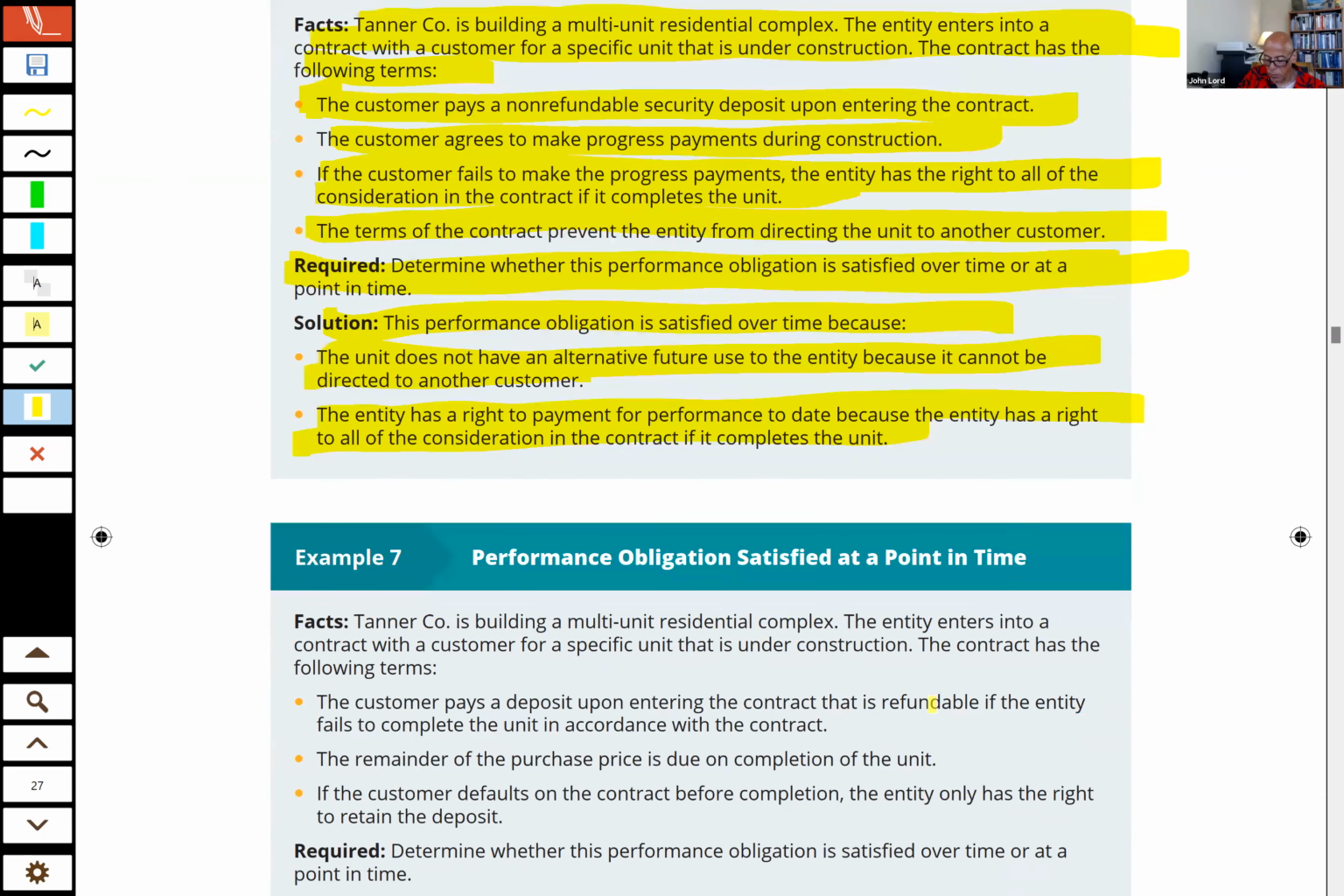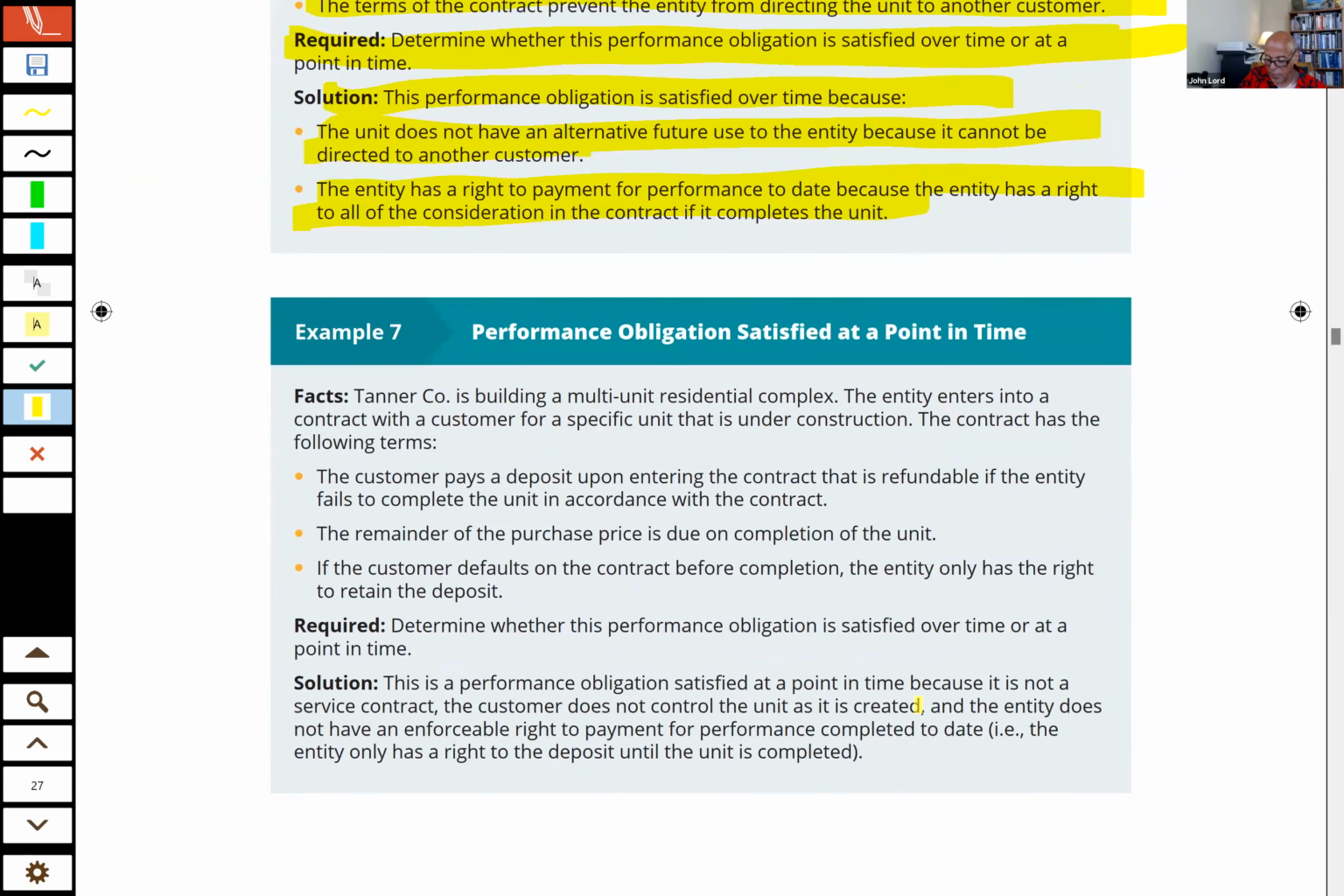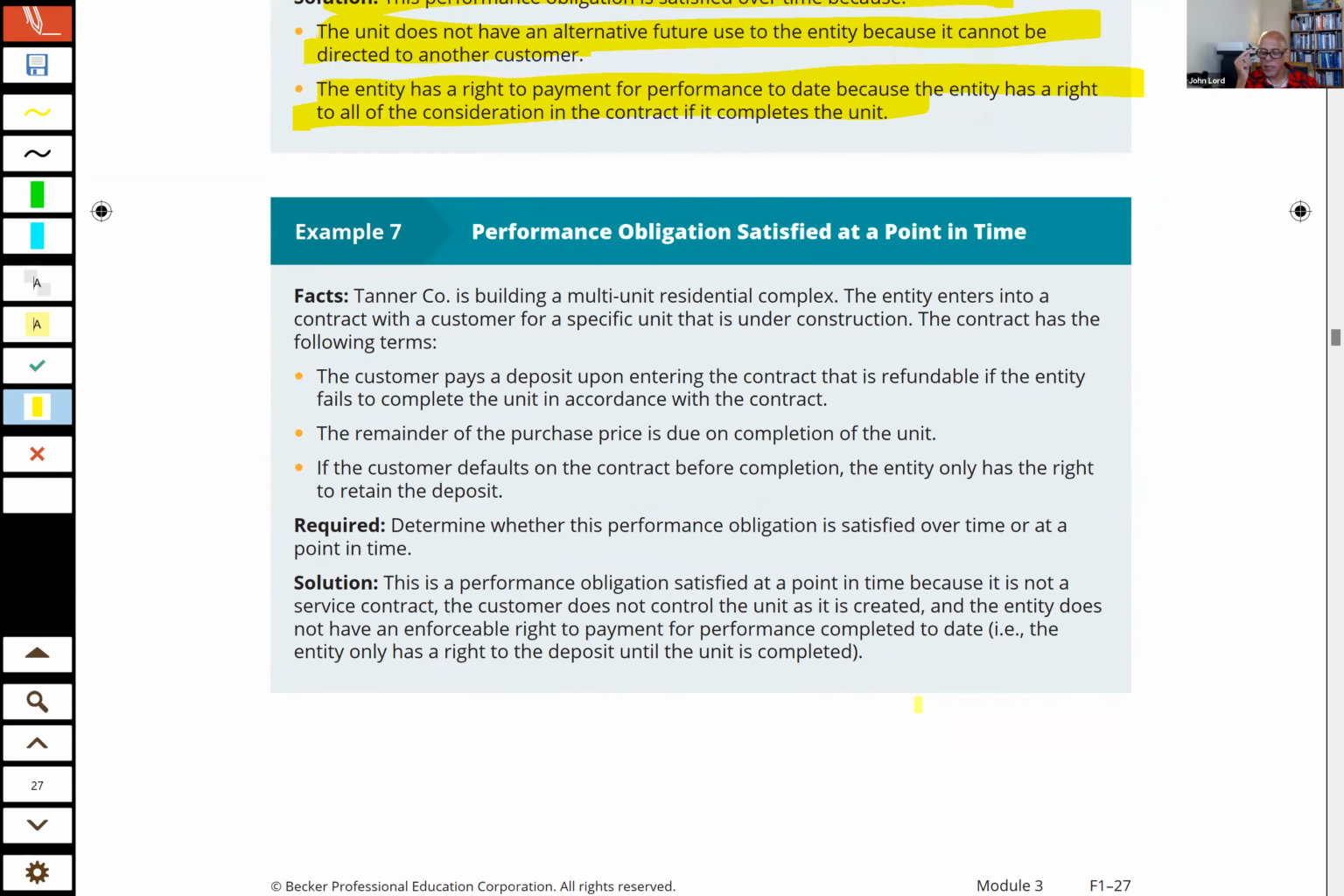Okay, now performance obligation satisfied at a point in time. Now I'm thinking more of a tract home. So what's happening? When it's a tract home, the builder owns the land, they own the house. You have to come and ask them, is it okay if I look at my house? And it isn't your house. It's still what? Their house. And they could do what? They can sell it to somebody else if you don't come up with the money to pay them.